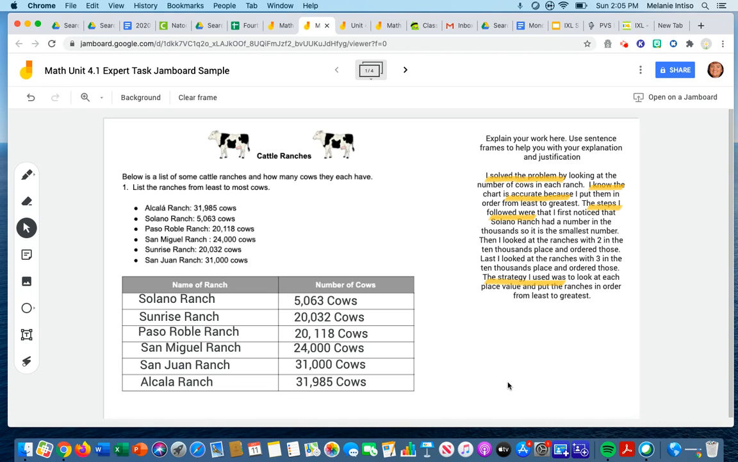The steps I followed were that I first noticed that Solano Ranch had a number that was in the thousands, so it was the smallest number. So this is the only one that had thousands. It didn't have 10,000s in it.